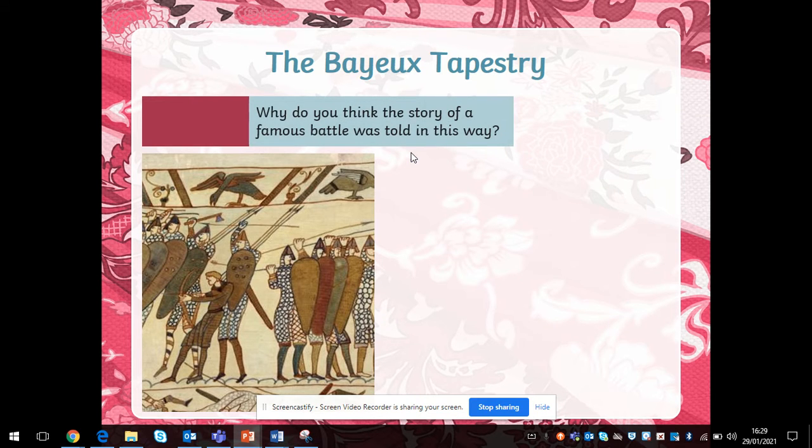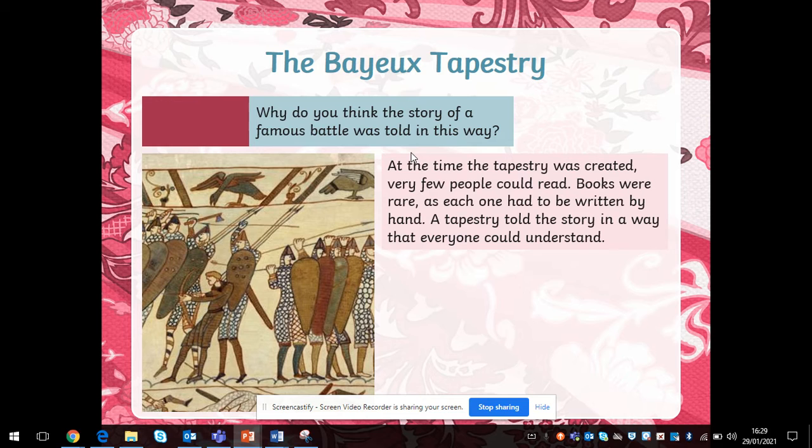So why do you think the story of the famous battle was told in this way? You need to pause the video and jot down some ideas. You can do that on the back of the sheet that you've got. So why do you think the story of the famous battle was told in this way? Why not written down? Why has it been sewn, do you think?